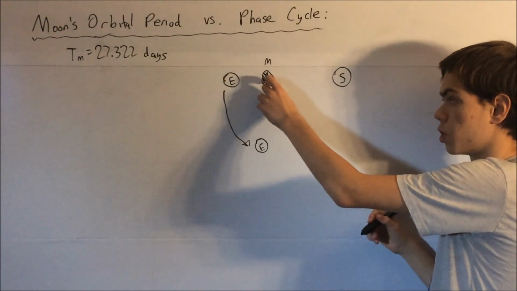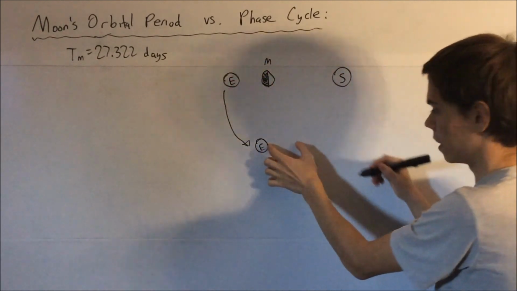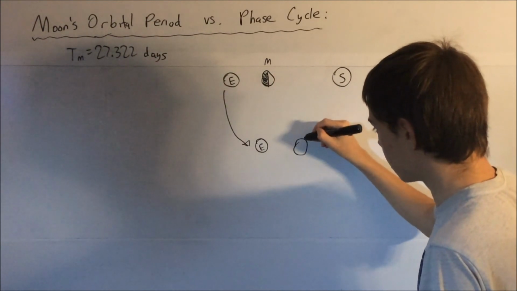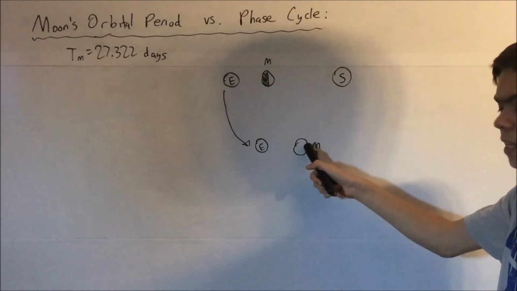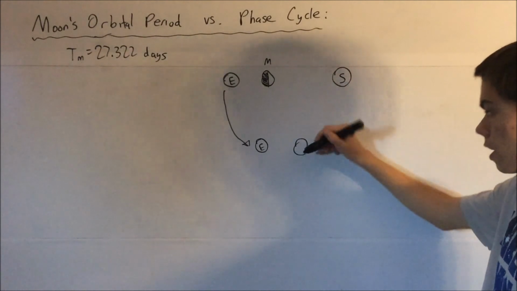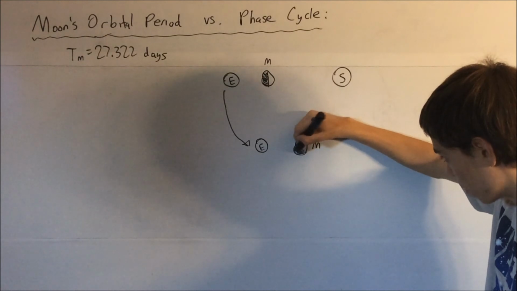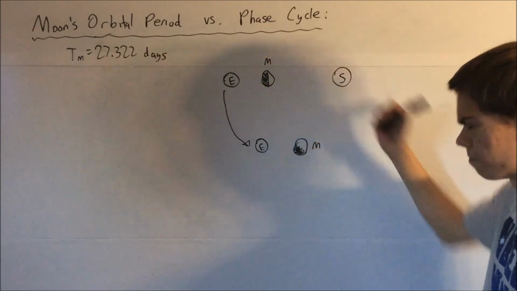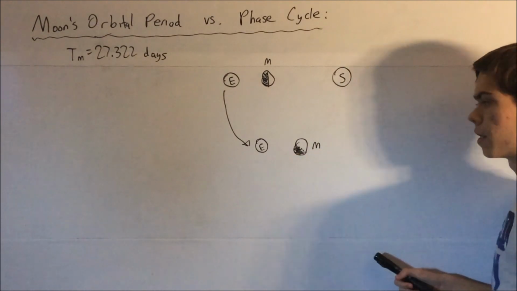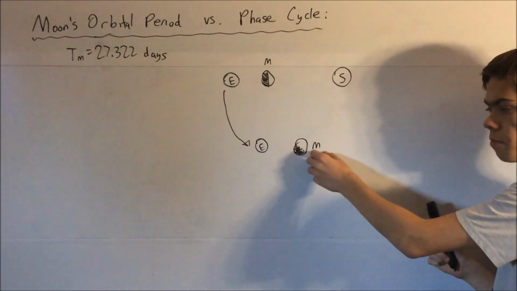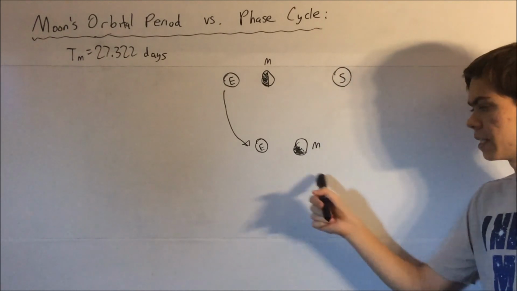And if the moon is doing a 360-degree orbit and returning to this position, then the moon will have to be in this position. But here's the thing. This is not the new moon phase, because the Sun is over here as viewed from the moon. So really, it looks something like this. That's about the waning crescent phase, approximately. And so as a result, the moon has not completed the phase cycle yet. There still has to be some extra amount of time that it needs to go through.